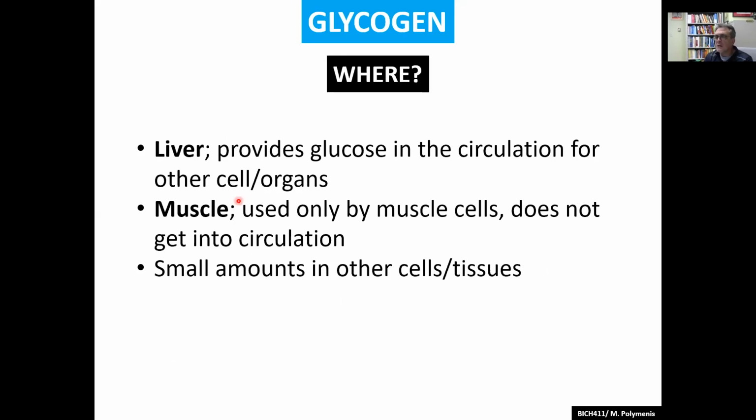Where is it made? It's made in the liver, a lot of it, and it provides glucose in the circulation for many other cell types and organs. There is a lot in muscle, but muscle doesn't share it with anyone. Glucose from the glycogen in muscle doesn't get into the circulation. There are also small amounts in other cells and tissues.